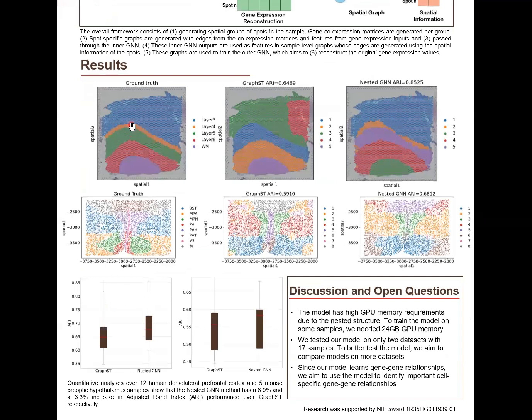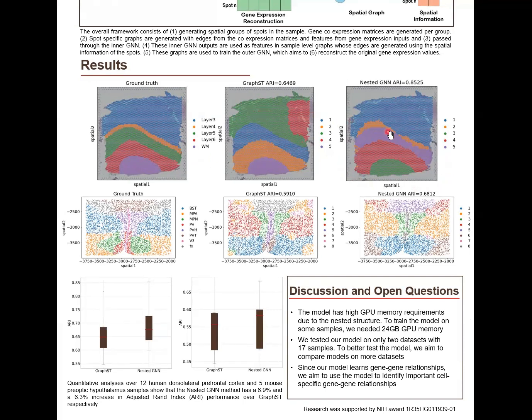In our experiments, we tested our model against the state of the art, which is GraphST, and we tested it over two data sets. The first data set consists of 12 human dorsolateral prefrontal cortex samples, and the second data set consists of 5 mouse preoptic hypothalamus samples. In the first row of results, you can see we have the ground truth, GraphST performance, and nested GNN performance. This is on the first data set.